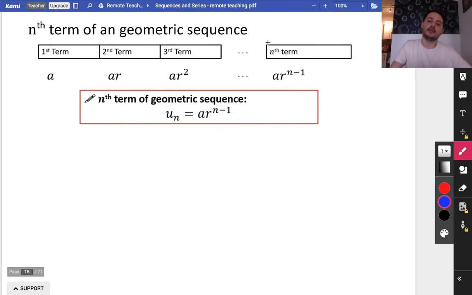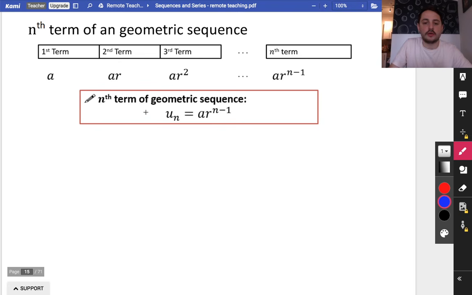What you notice is that for the nth term, you are doing ar to the power of 1 less than the nth term. A bit like when we had the (n minus 1)d for the arithmetic sequence, it's got that same kind of feature to it. So if you look here, second term, power of 1, third term, power of 2, fourth term, power of 3, nth term, power of n minus 1, 1 less than that. So the nth term of a geometric sequence is ar to the n minus 1.